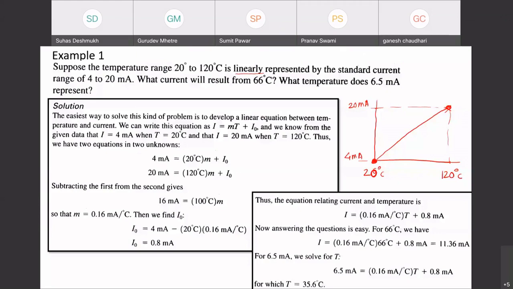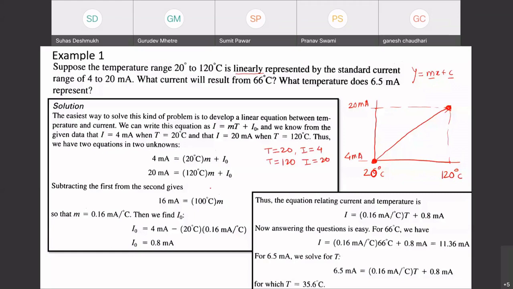To represent the equation, we use y equals M x plus C. In this, M and C are two unknowns, so we should have two conditions. This is my first condition and this is my second condition. So at temperature 20 the current is 4, and at temperature 120 degrees the current is 20.